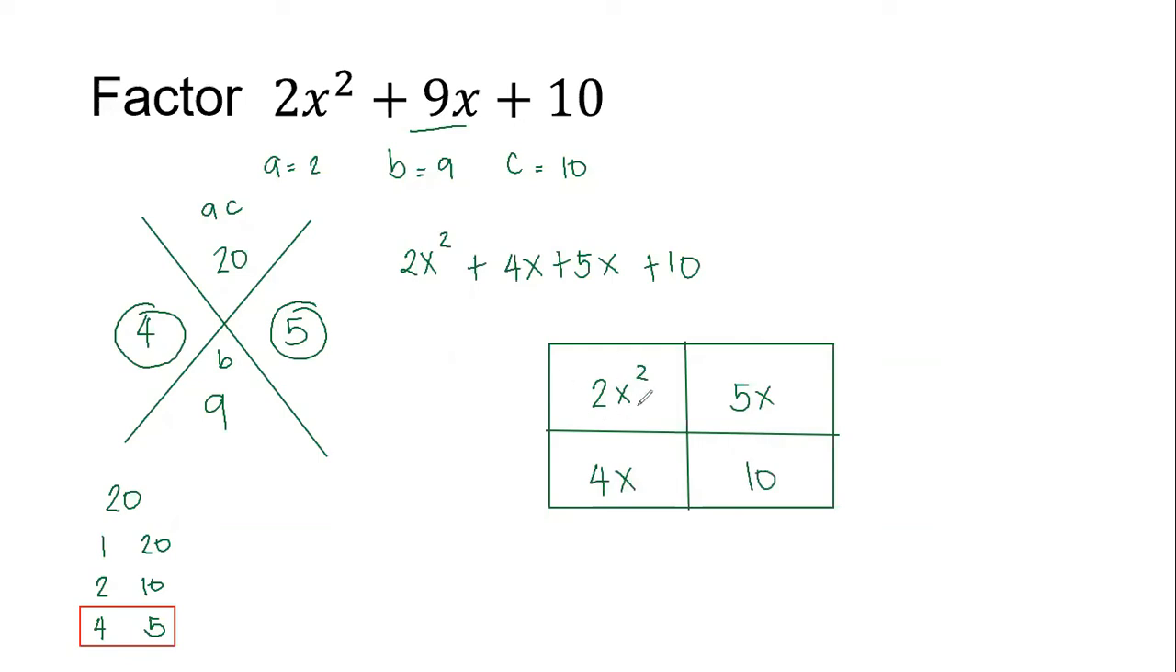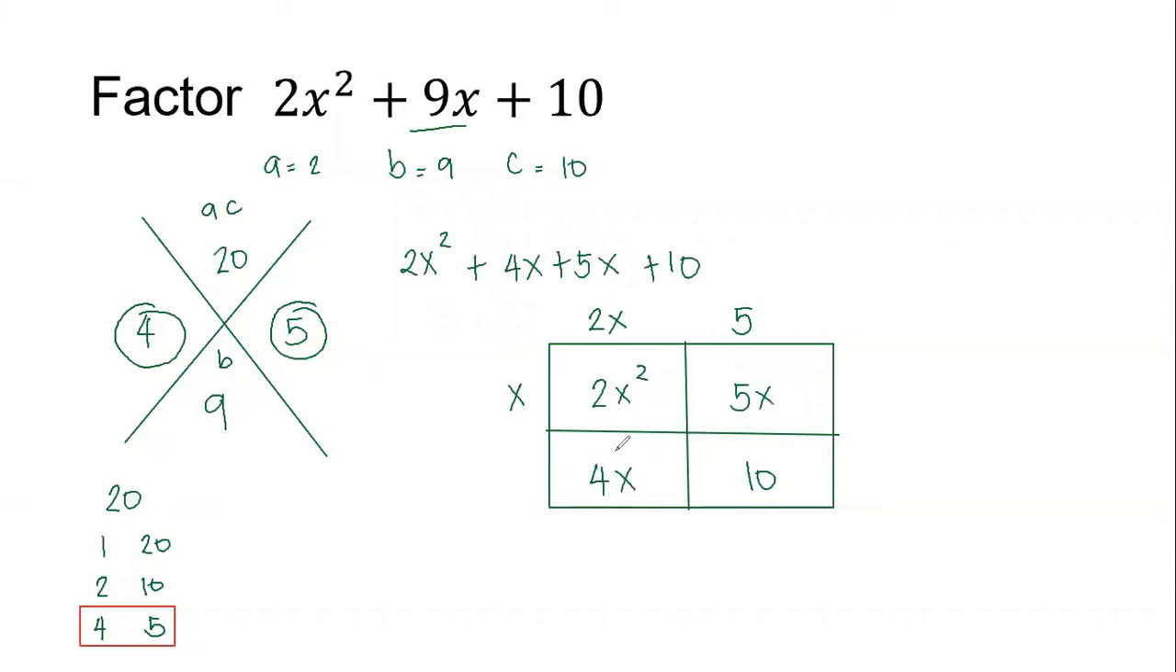Now we're going to find the factors of 2x squared. What terms, when multiplied together, will be equal to 2x squared? That would be x times 2x. So x times 2x would be equal to 2x squared, right? Now let's go to the next box. What should we multiply to x so that the product will be 5x? That would be 5. So we write 5 right here. So x times 5 is equal to 5x.